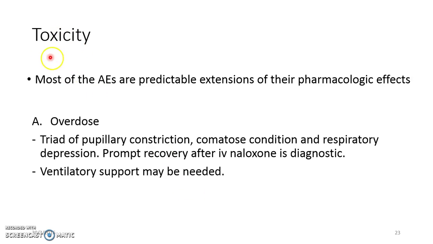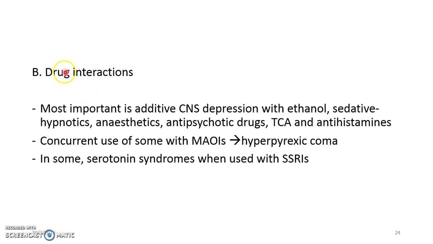Most of the toxicity and adverse effects are just predictable extensions of their pharmacological effects. So if we understand their pharmacological effects, we are able to guess what adverse effects can potentially happen with giving opioids. Overdose, for example. So the two components of toxicity are overdose and also drug interactions.